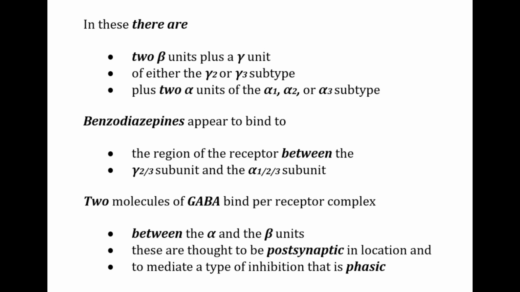Benzodiazepine-sensitive GABA-A receptors. In these, there are 2 beta units plus a gamma unit of either gamma 2 or gamma 3 subtype plus 2 alpha units of the alpha 1, 2 or 3 subtype. Benzodiazepines appear to bind between the gamma and alpha subunit regions of the receptor. 2 molecules of GABA bind per receptor complex between alpha and beta units. These are thought to be postsynaptic in location and to mediate a type of inhibition that is phasic.